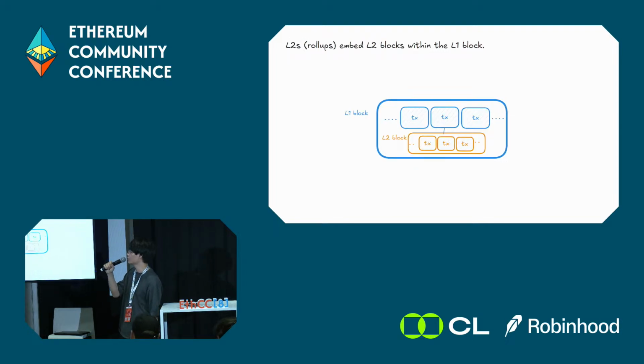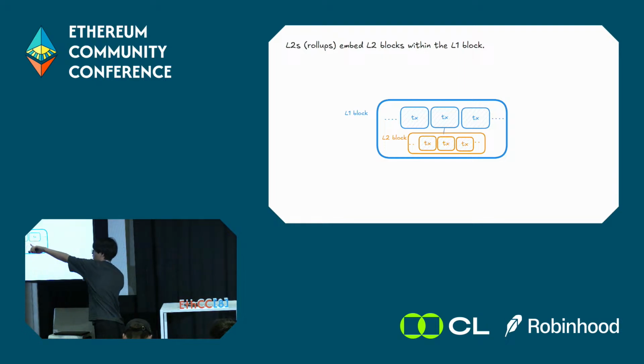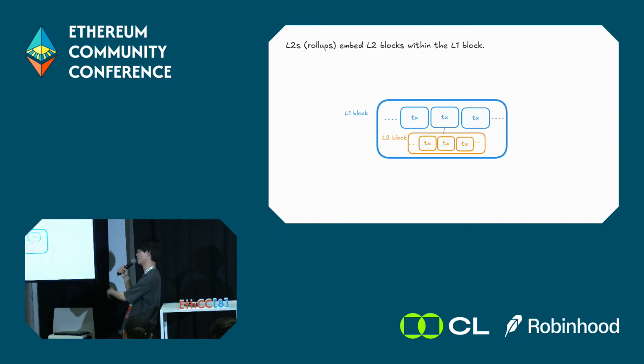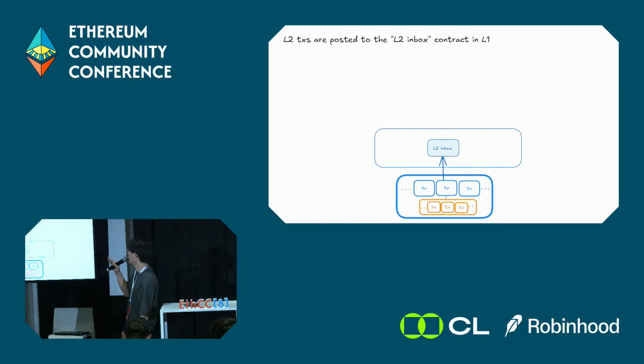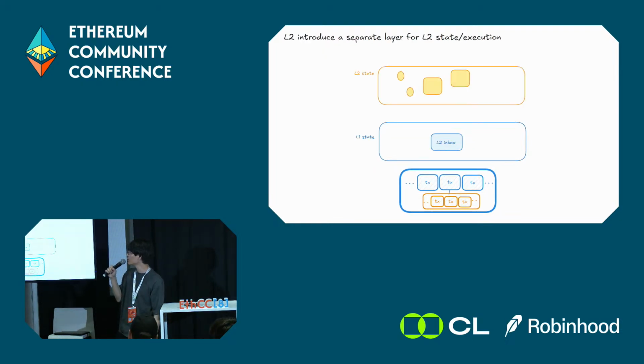Now let's go to L2 rollups specifically. Rollups are a scalability solution that works by embedding the L2 block within the L1 block. In this specific transaction in the L1 block, you can see that it has an L2 block attached to it, and within it a bunch of L2 transactions. This can be in a blob or in call data. These L2 transactions are posted to what's called the L2 inbox contract in the L1.